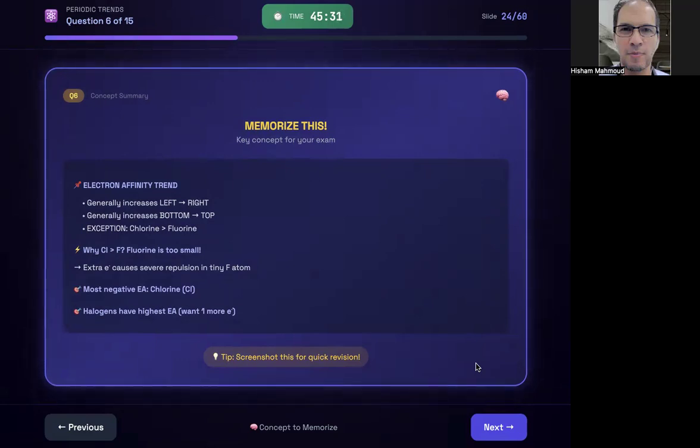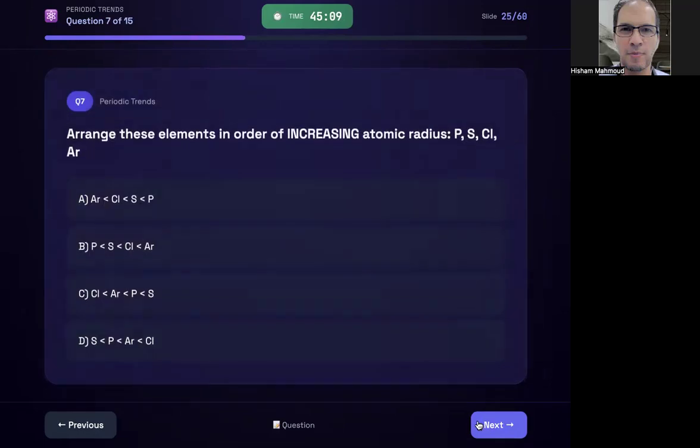Exception is the chlorine and fluorine. Very important to understand the exception. Why? Because fluorine is too small. If you add extra electrons, this will cause severe repulsion with the electrons already available in the atom. So the most negative is the chlorine. Halogens have highest electron affinity, want one more electron in them.